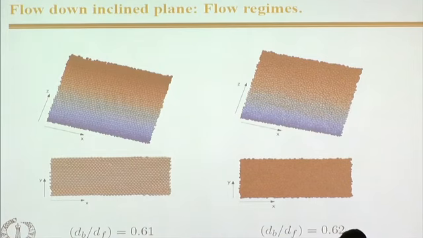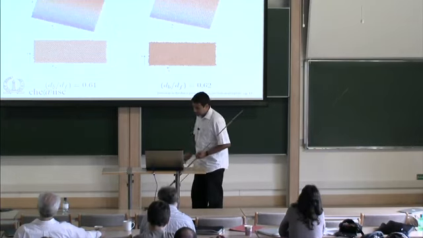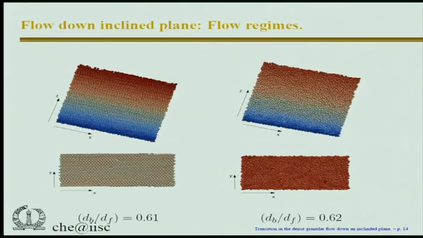Unfortunately, I don't have time to show a movie, but this is what it looks like. There are only 2 different types of pictures that you see. One looks like that, and the other looks like that. And this happens pretty sharply, as you can see. This number varies by about 1%, depending upon the random base configurations that you use.